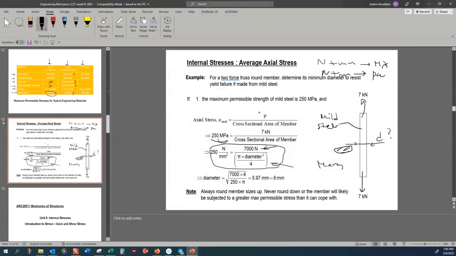So here I can manipulate that expression. The only parameter is diameter, and diameter is found to be 5.97. And why should I round this to 6? Because 6 makes this more conservative. If I round this down, that is not a conservative rounding. So I just make a larger value to make the structure safer. It's a minor safety, but it's better than not having a safety.